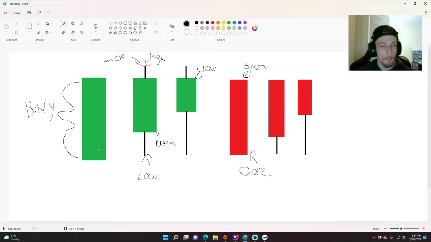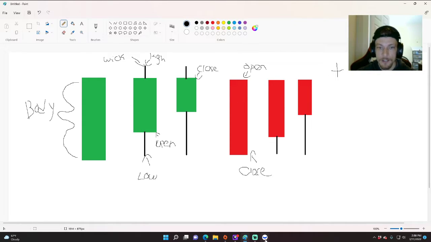Again, one more time, the body of the candle typically shows who's in control and how much they're in control. This is the body. Every candle has a body no matter what, unless you get one of these doji candles, and it'll literally look like this. It'll be either red or green with no body at all. That is an indecision candle. We'll get into that in a later video.